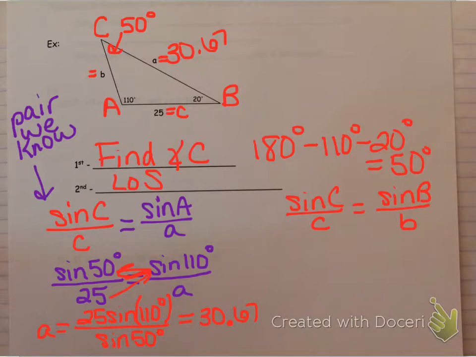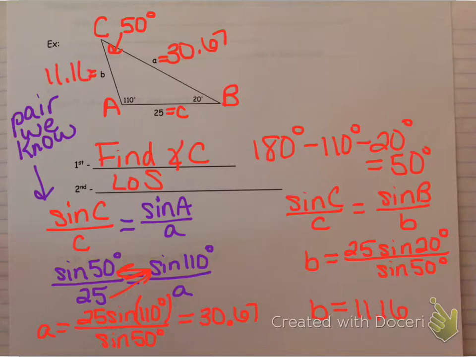Okay, so hopefully you paused, and so what you would have eventually ended up with had you plugged in all your numbers and cross multiplied and divided is that b was equal to 25 sine of 20 degrees over sine of 50 degrees. And then if you had typed it into your calculator correctly, you would get 11.16. And now the triangle is considered solved.